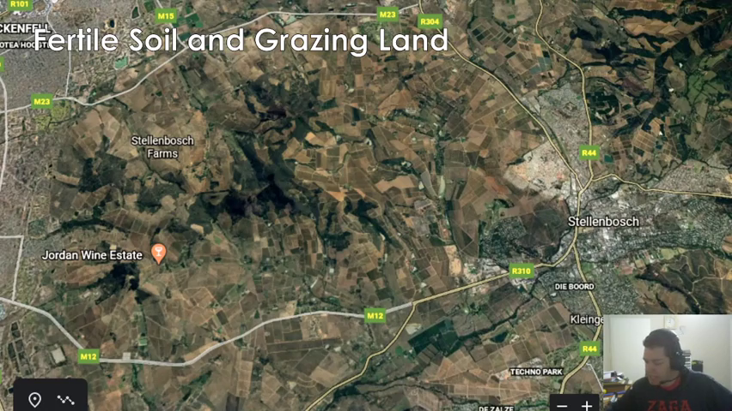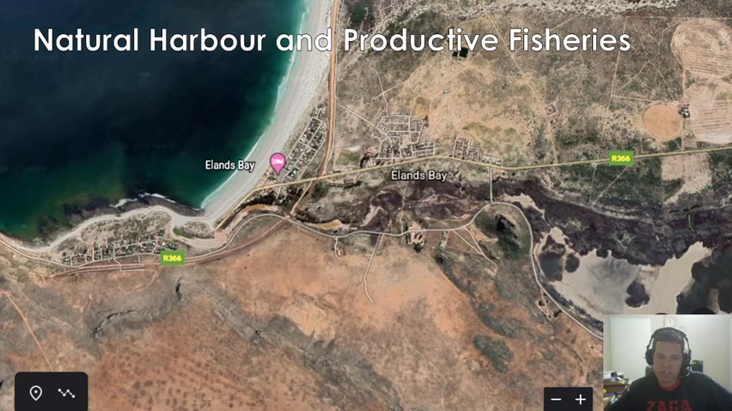The next example, as I said, was Elandsbaai, which is in the Western Cape, and you can see how these rural settlements have sprung up towards the eastern side of Elandsbaai, and that was because there's a very productive fishing industry right near the sea, and a slightly protected little bay as well.